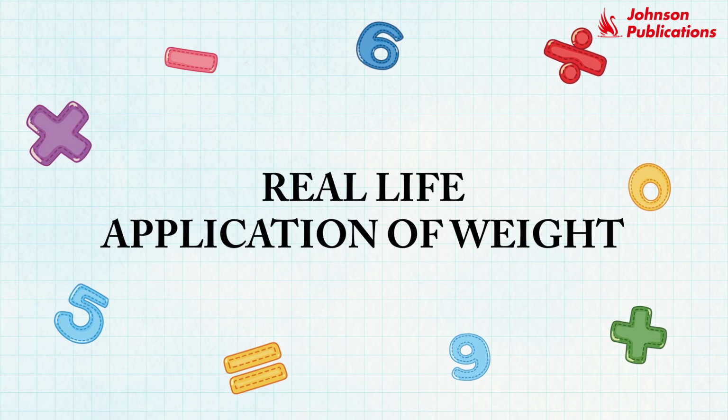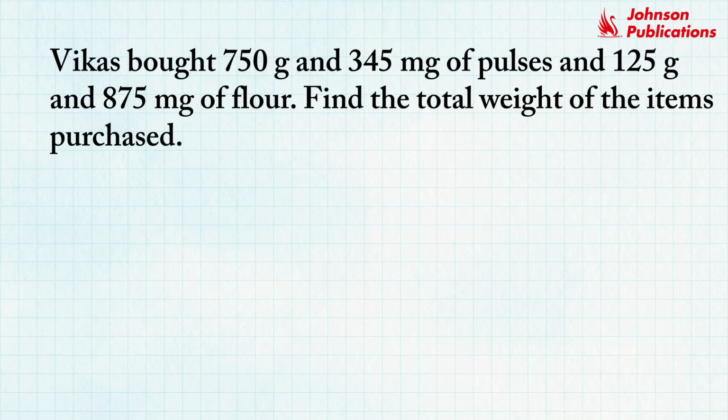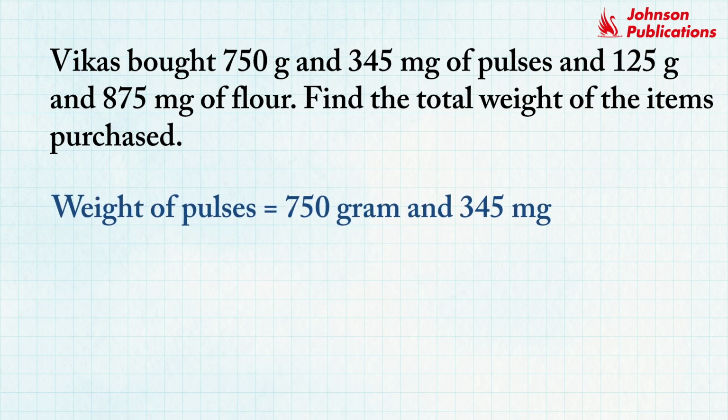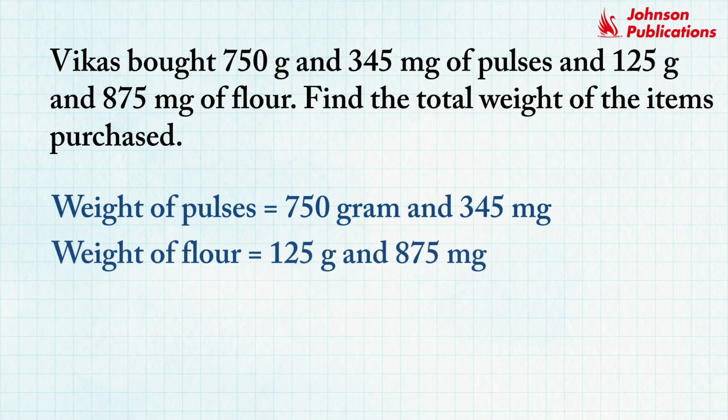Real-life application of weight. Vikas bought 750 gram 345 milligram of pulses and 125 gram 875 milligram of flour. Find the total weight of the items purchased. Let us write the information given in the problem. The weight of pulses purchased is 750 gram and 345 milligram. The weight of flour purchased is 125 grams and 875 milligrams.